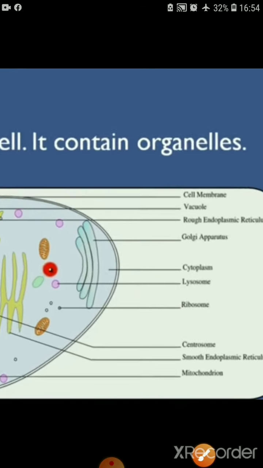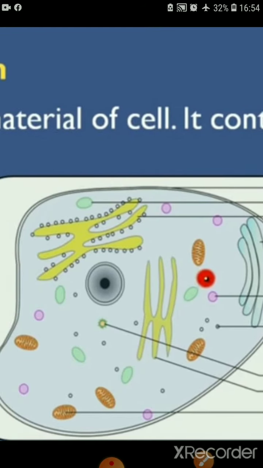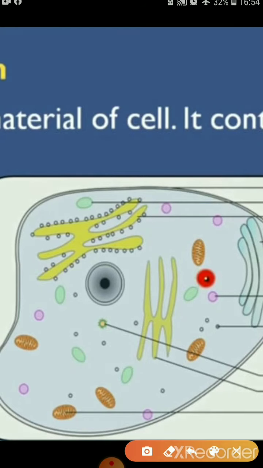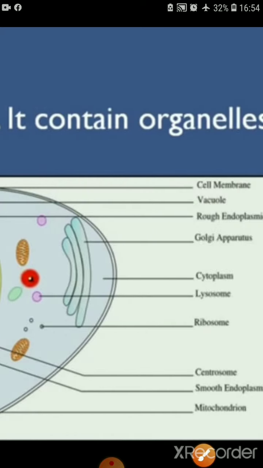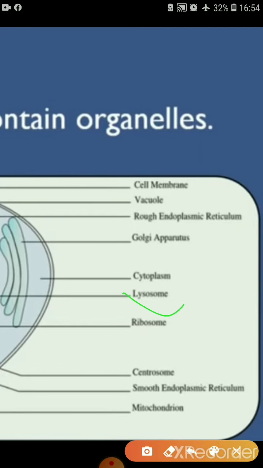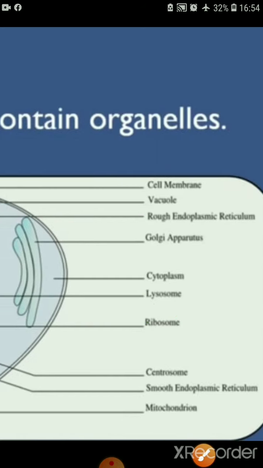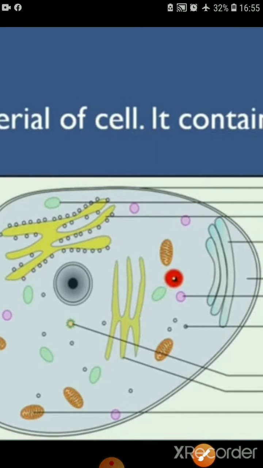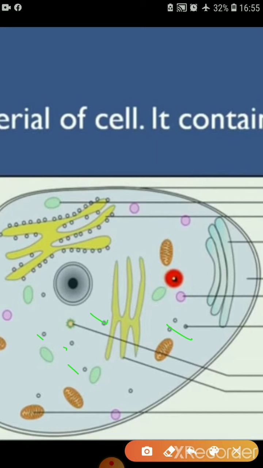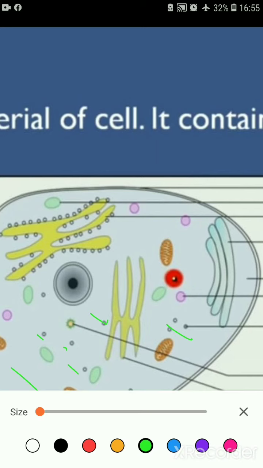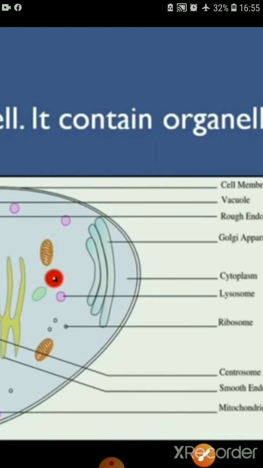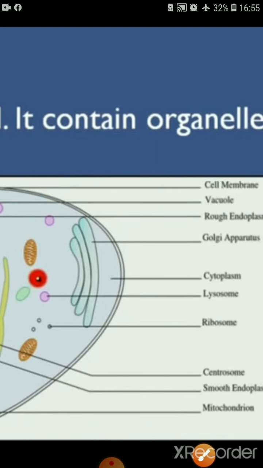Next is the lysosomes. This pink body seen in this structure is called lysosome. And what are the ribosomes? These small black bodies that are seen are called ribosomes, right? So ribosomes and lysosomes: lysosomes are pink colored bodies and ribosomes are small black colored bodies.